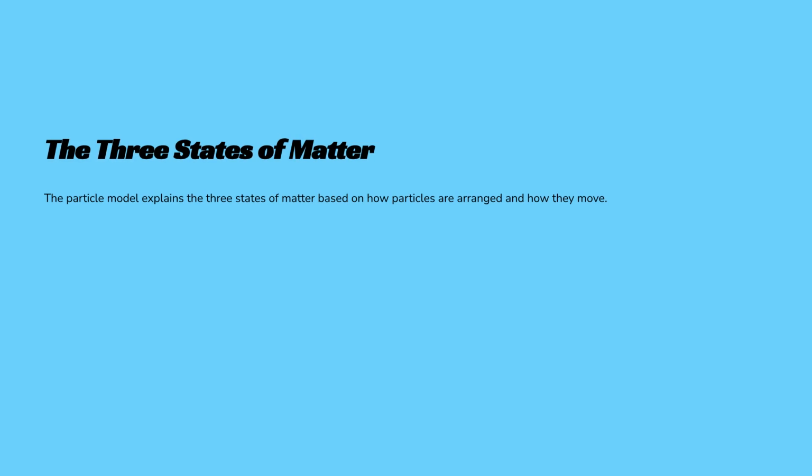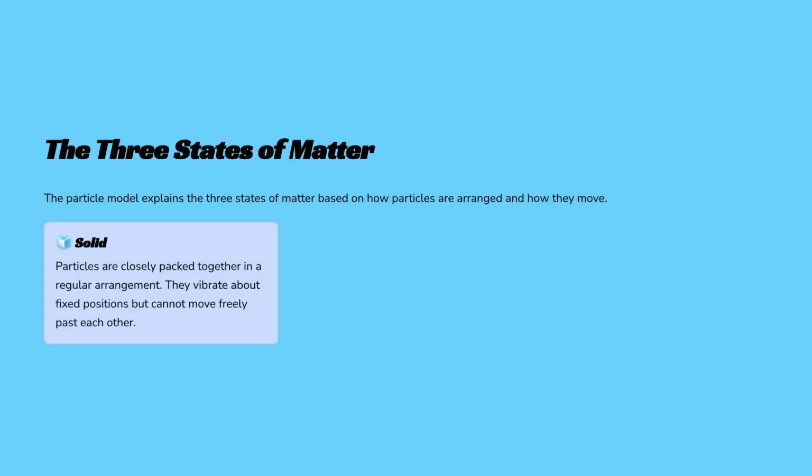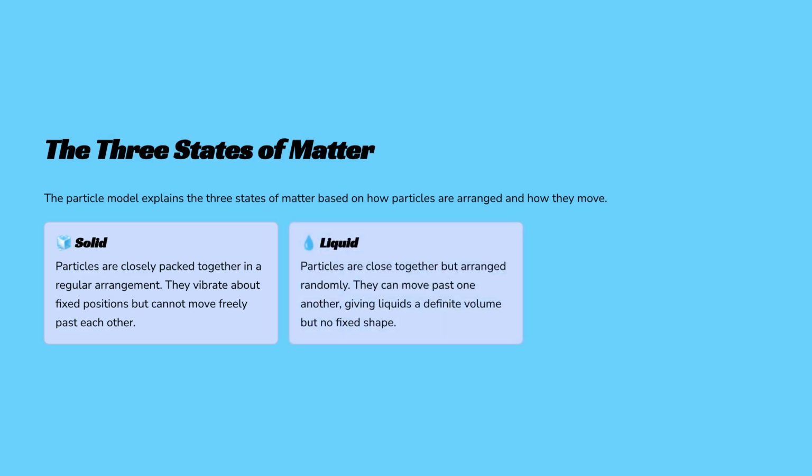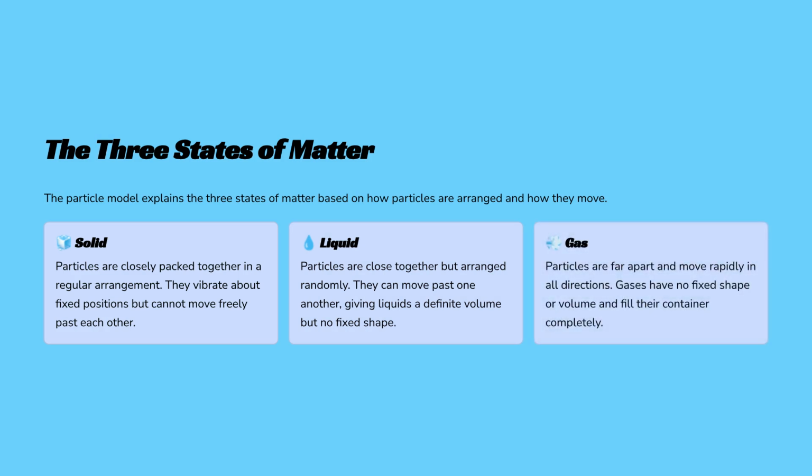The particle model explains the three states of matter. Solids have particles tightly packed in a regular structure. Liquids have particles close together, but arranged randomly, allowing them to flow. Gases consist of particles that are far apart and move rapidly in all directions.